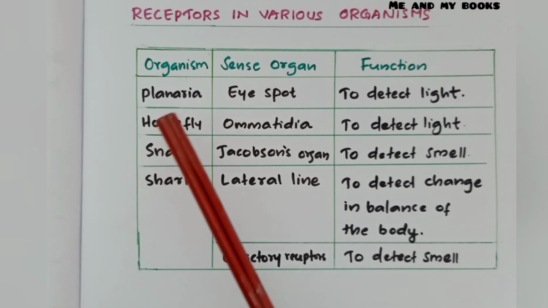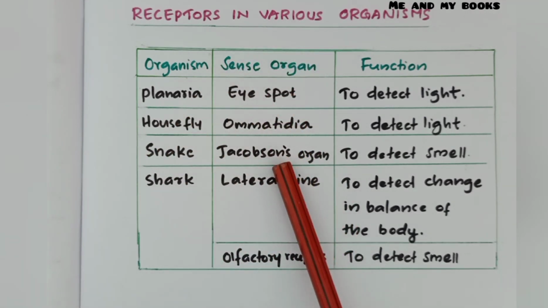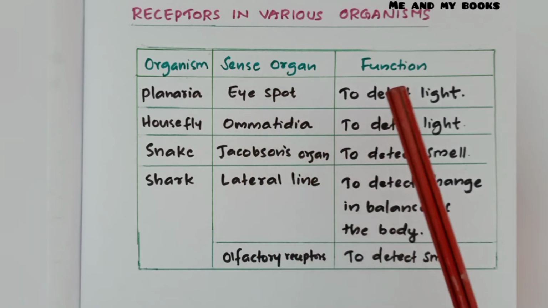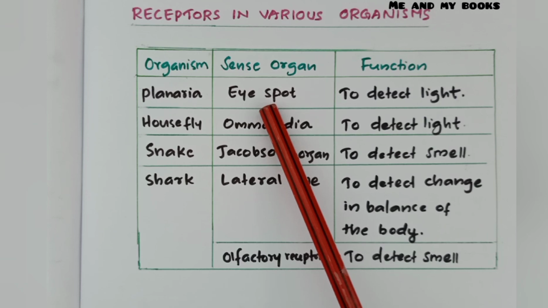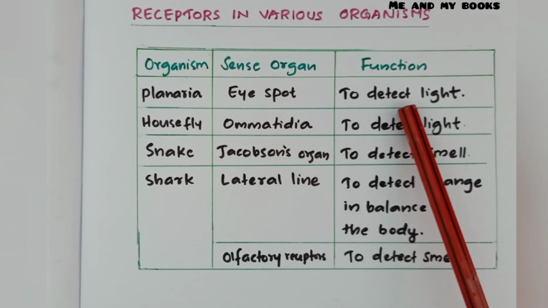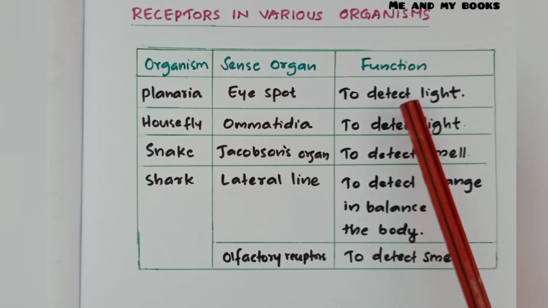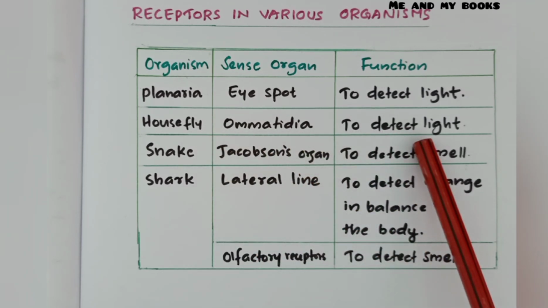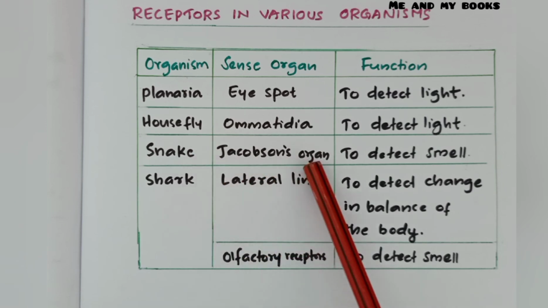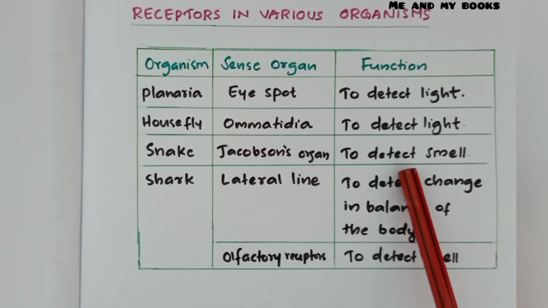Next, receptors in various other organisms. We can prepare a table like this: organism, sense organ and function. First one, planaria. Planaria has eye spots which help to detect light. And second organism, housefly, ommatidia, to detect light. And next organism, snake, has Jacobson's organ to detect smell.